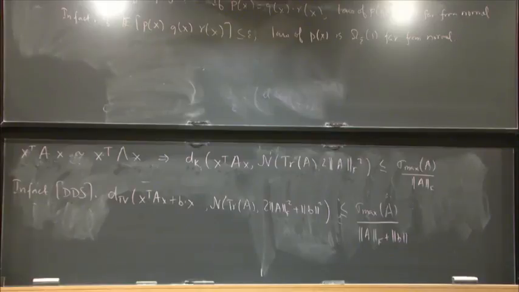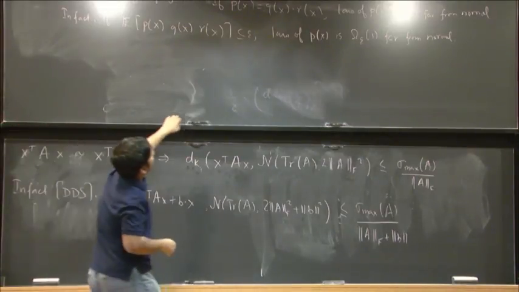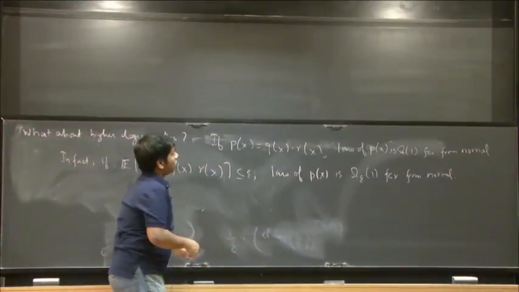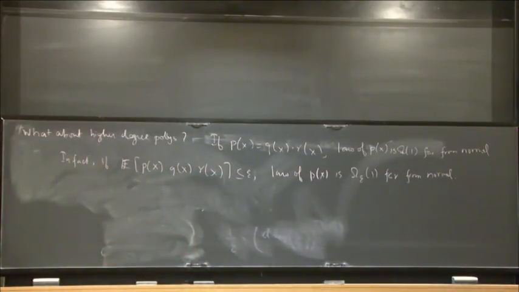Okay, so now we want to know what happens to higher degree polynomials. So let's try to understand when the distribution of a higher degree polynomial is not close to a Gaussian. And then maybe hopefully we'll cover all the cases and whatever remains will be close to a Gaussian.